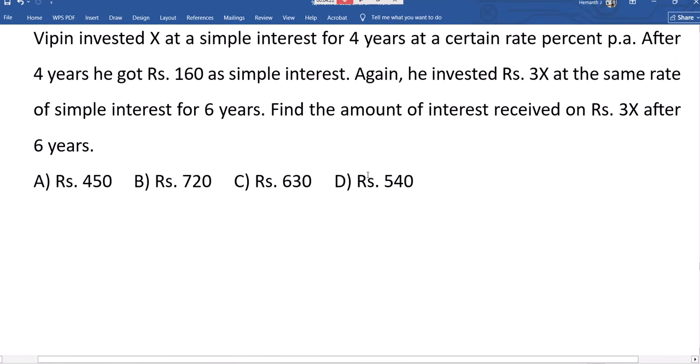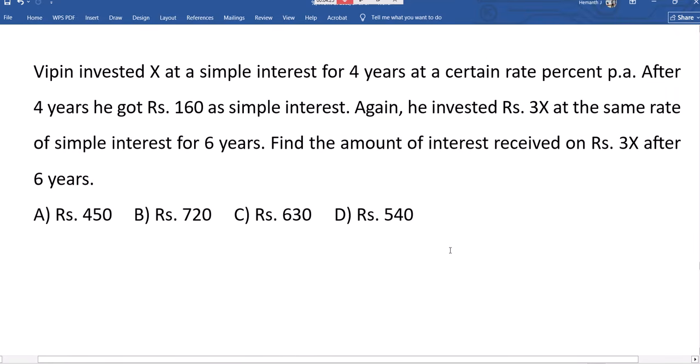Now let's have a look into this question. Vipin invested x at a simple rate of interest of 4% per annum for 4 years. Sorry, the rate of interest is not given. After 4 years, he got 160 as simple interest. Now listen, this is the beauty. After 4 years, his investment is now 3x.